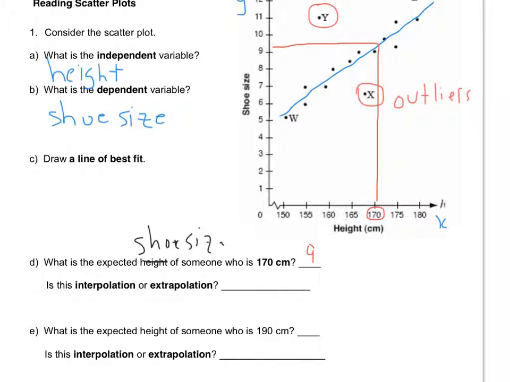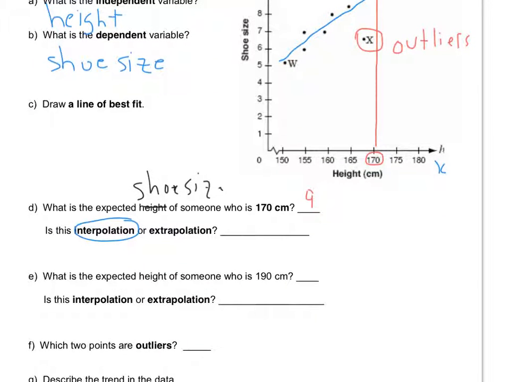And then the question asks, is this interpolation or extrapolation? Well, the data was collected up to 180 centimeters height and as low as 150 centimeters. 170 is within the points collected, therefore it is interpolation.